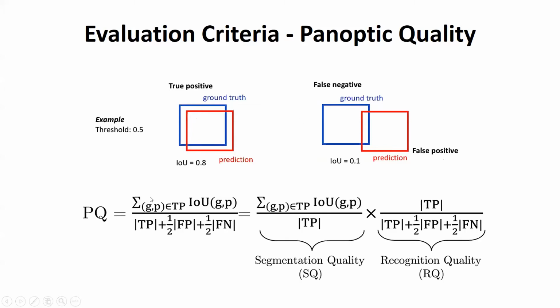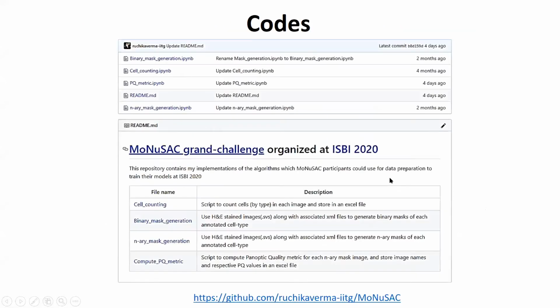And this is an expression to measure panoptic quality. Here we use the intersection over union of the true positive cells divided by the total number of pixels in true positive. And this is the formula. We have also released some code to do some tasks, for example, to count cells from different cell types, to create binary masks from the annotation SVS files and XML files, and to create NRE masks, and also to compute the PQ metric to validate your models.